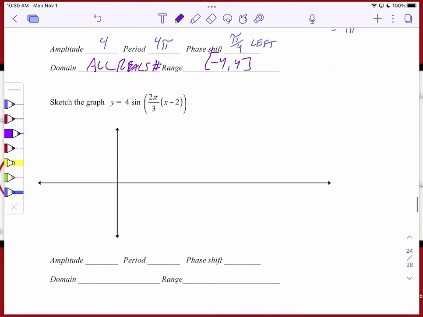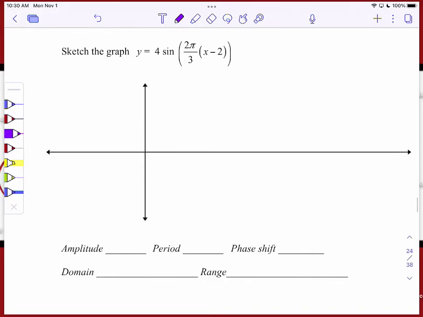Practice makes perfect here. I'm going to put a few of these things down quick and then I'm going to have you do the period. So the amplitude here is 4. There's no shift up or down, so that's good. The phase shift is going to be 2. And that is to the right because it's minus.